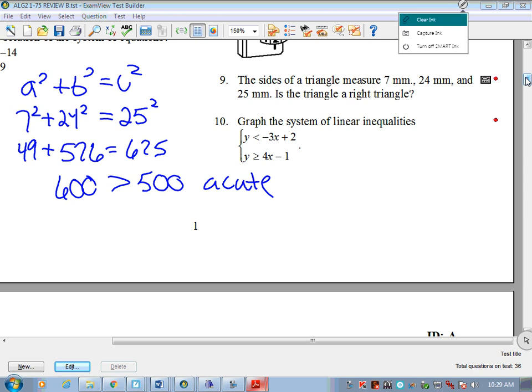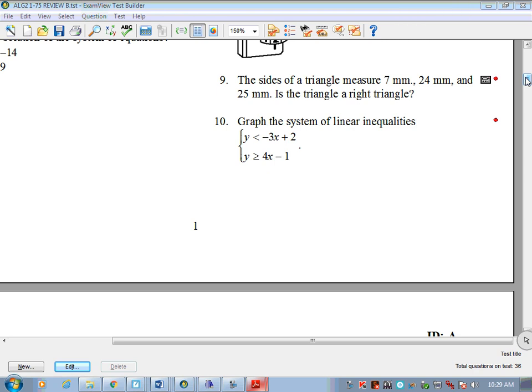All right. Number 10, graph the system of linear inequalities. The odds are on this that it's going to give you 4 graphs to look at for you to pick from. But let's see what we can do out of this. What's the first thing I want to graph when I look at something like that?